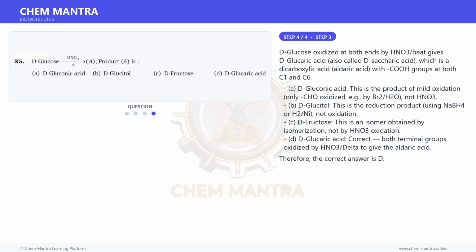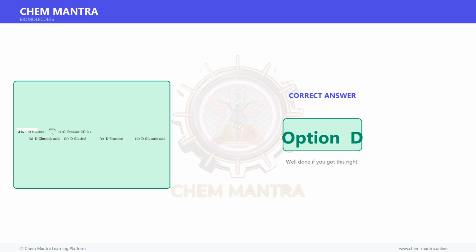D. D-glucaric acid. Correct. Both terminal groups are oxidized by HNO3 with heat to give the aldaric acid. Therefore, the correct answer is option D.